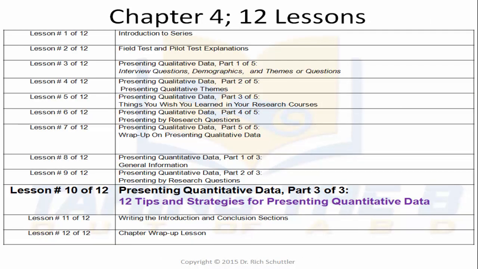As we go through this lesson strategy, the next lesson, which will be lesson number 10 of 12, which is part 3 of 3 in presenting quantitative data, I'll give you 12 tips and strategies for presenting quantitative data. And I encourage you to use those 12 tips and strategies as a checklist. Use that checklist as you design your Chapter 4 and or as you get your Chapter 4 done, to go back and check to ensure that your work is done as well as it could be and that brings great credit upon you and your university.